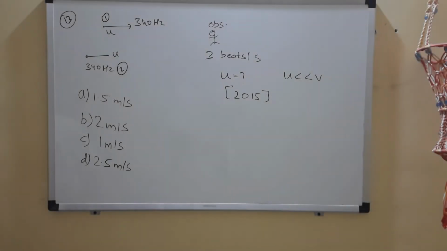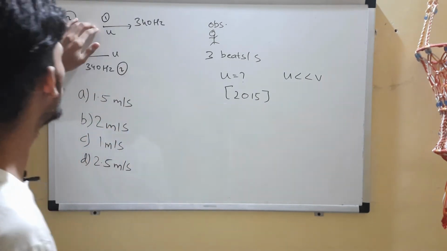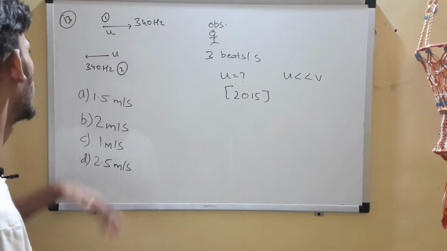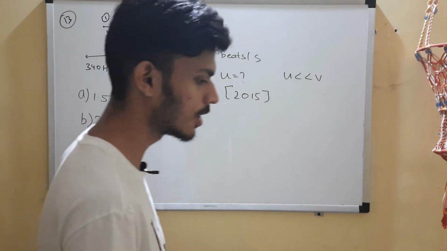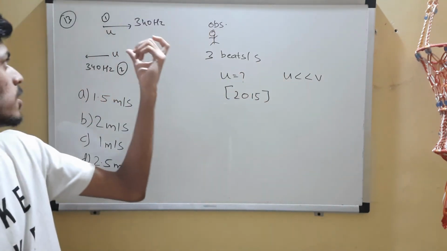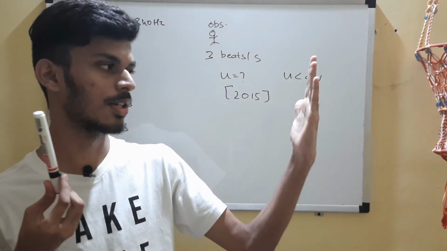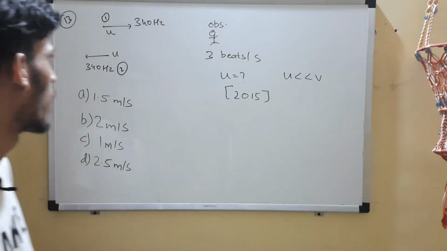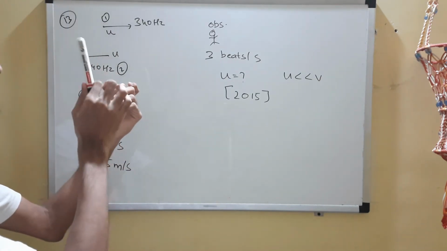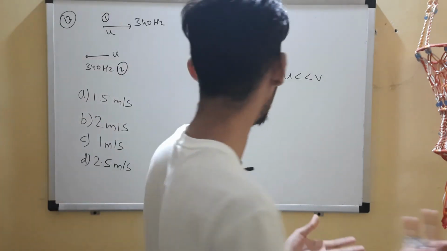Okay, so question 13 over here. In this question you have a stationary observer and two tuning forks, 1 and 2, each with a natural frequency of 340 hertz. One tuning fork you are going to move towards the observer with a speed u. The other tuning fork you are going to move away from the observer with the same speed u. So same speed but opposite direction. The observer hears 3 beats per second.